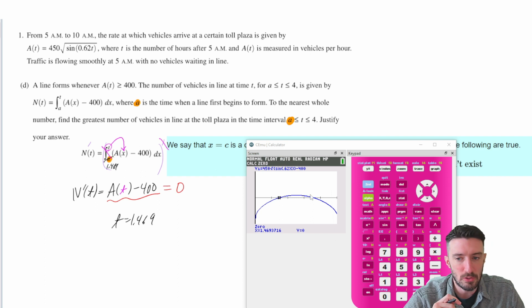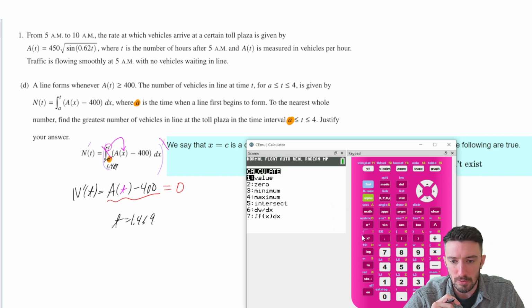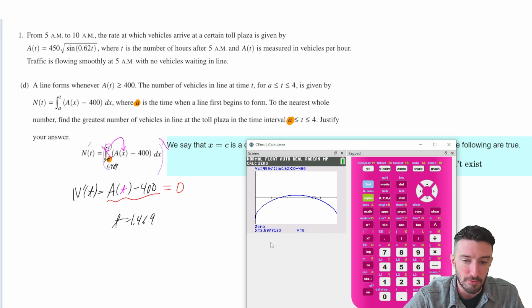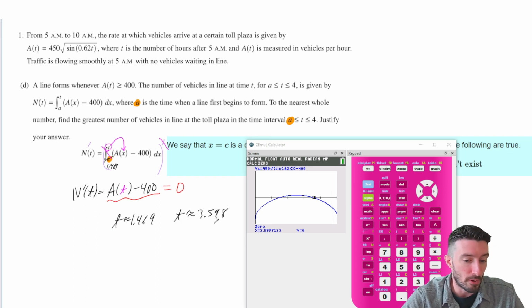But then we need to figure out what the other point is. So let's go to our zero function again, but we're going to bring the cursor closer to the other intercept. And when we do so, we get an answer of 3.5977. So we can round that a little bit, and we'll call it 3.598. So each of these are critical values.